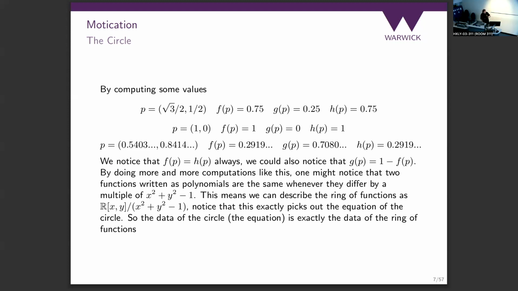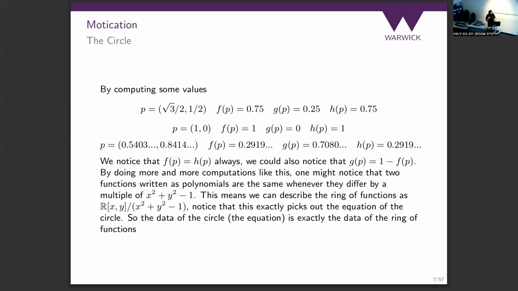So we can see that all of our functions are going to be given by this ring here. It's the functions in x and y such that x squared plus y squared minus 1 is 0, right? And so just by looking at the functions, not any of the other data of the system, we can see that we found the equation of the circle, right?